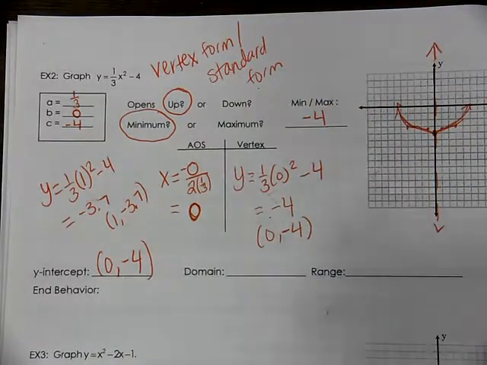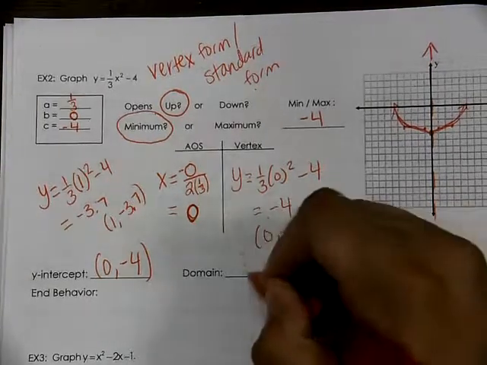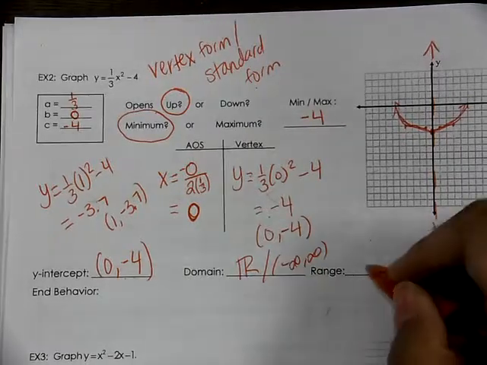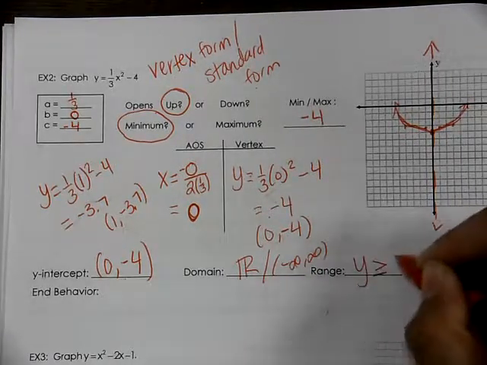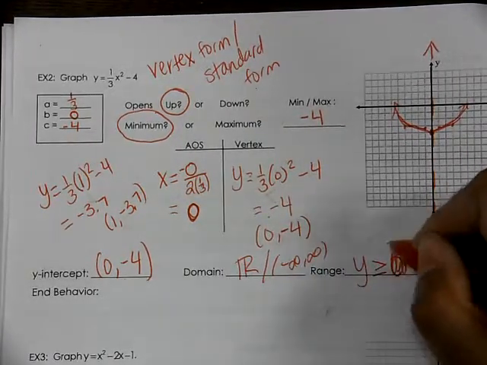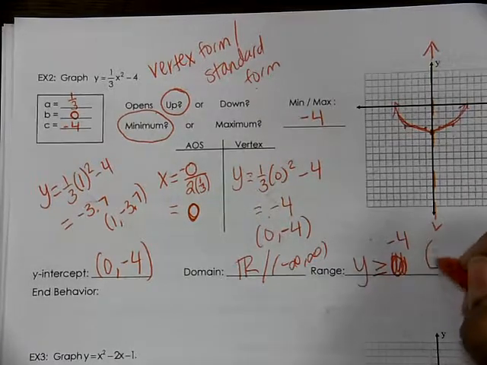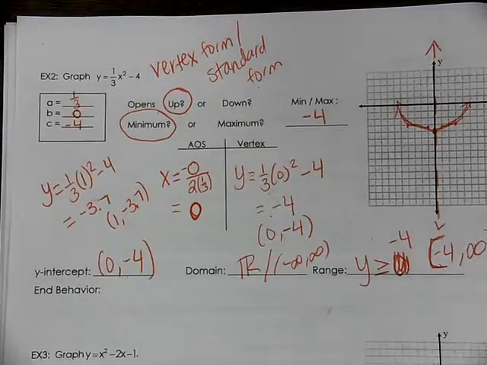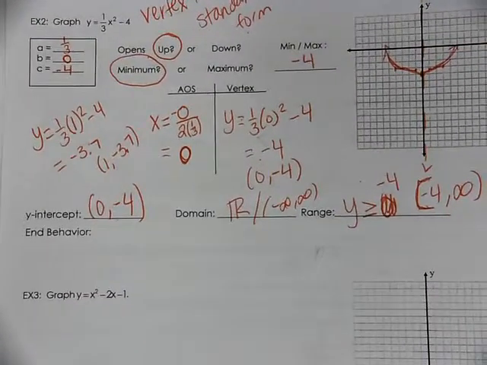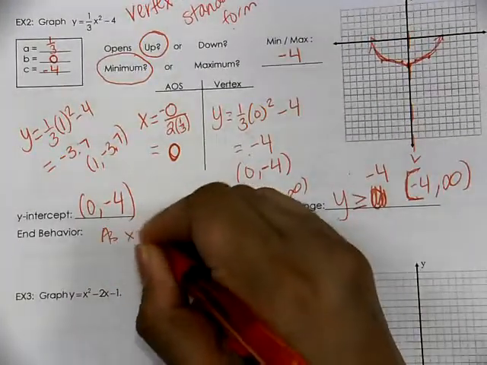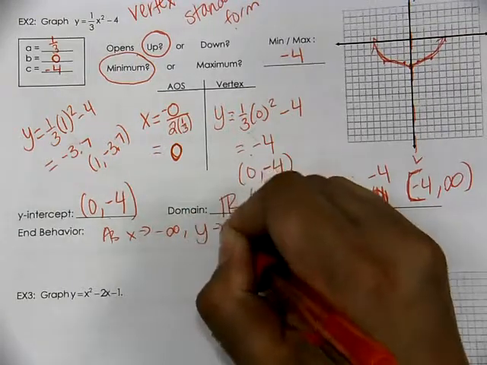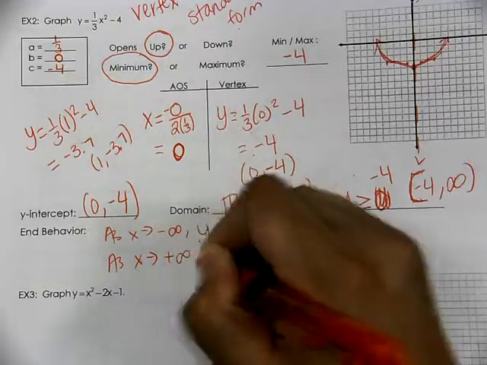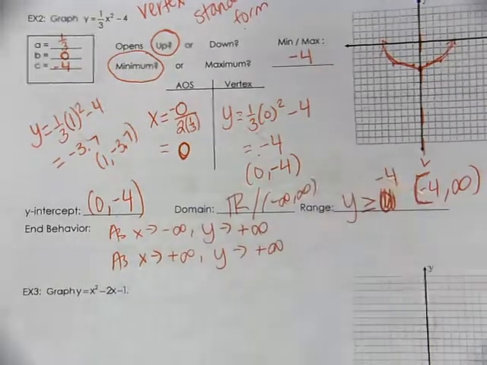Min would be -4 because that's the lowest point it goes to. Domain is all real numbers, or negative to positive infinity. The range would be either y is greater than or equal to -4, or -4 with the bracket and then to infinity. And finally, the end behavior, as x goes to -infinity, y is going up, so it's positive. As x goes to positive infinity, y goes up again to positive.